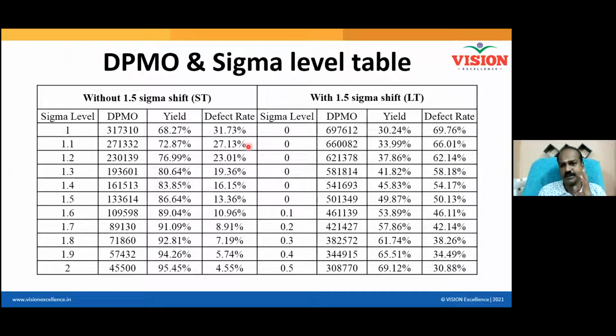You always have sigma level in two types. One is short term, another one is long term. The short term and long term will always differ by an amount equal to 1.5 sigma. See here, 2 means 0.5. 1.9 means 0.4. Below 1.5, it is just made 0. Okay, this is an assumption.